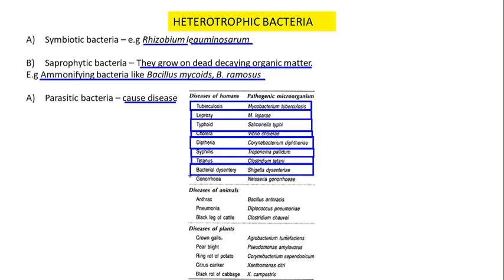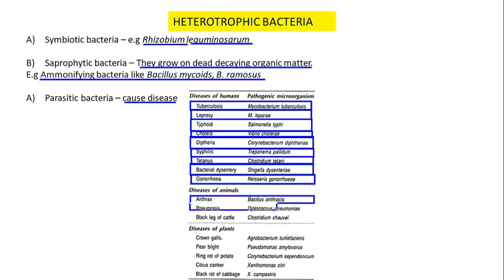Next is gonorrhea. Gonorrhea is again a sexually transmitted disease. This is caused by Neisseria gonorrhoeae. Then we have a number of diseases caused by these bacteria in animals. For example, anthrax is caused by Bacillus anthracis.